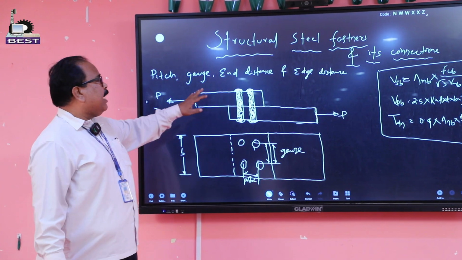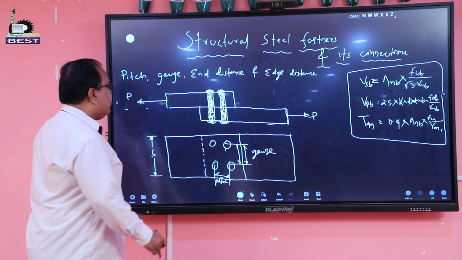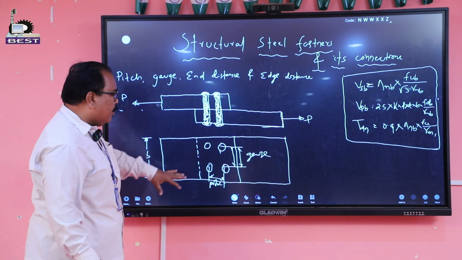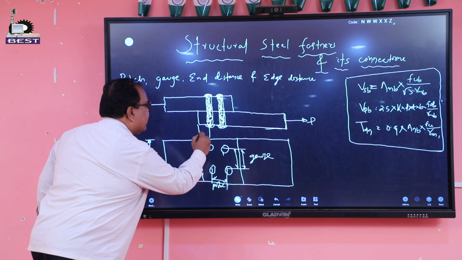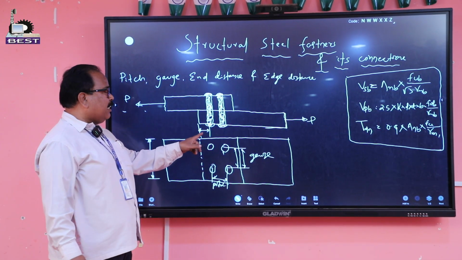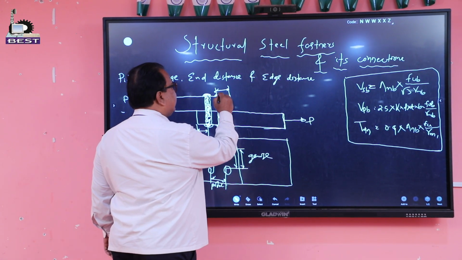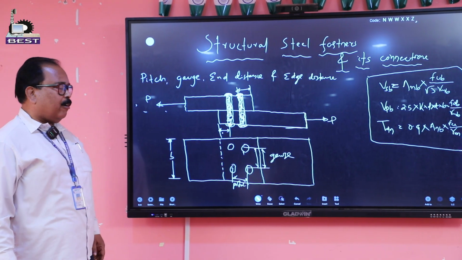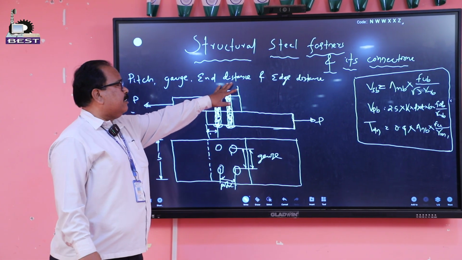Next comes end distance. End distance is the distance from the center of the bolt hole to the edge of the parent metal. This distance, which must be parallel to the force, is known as end distance.